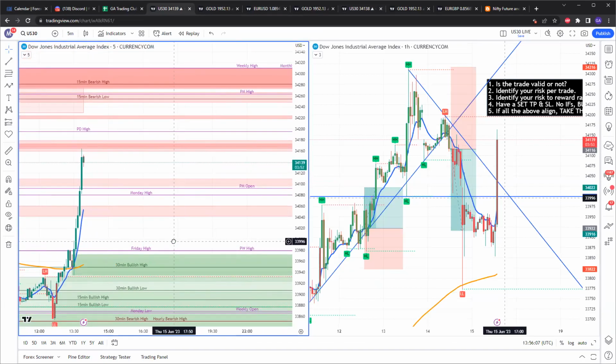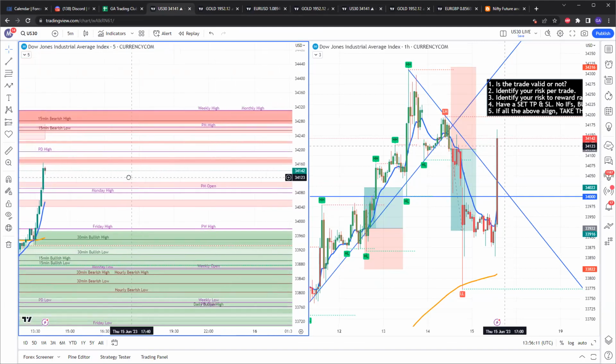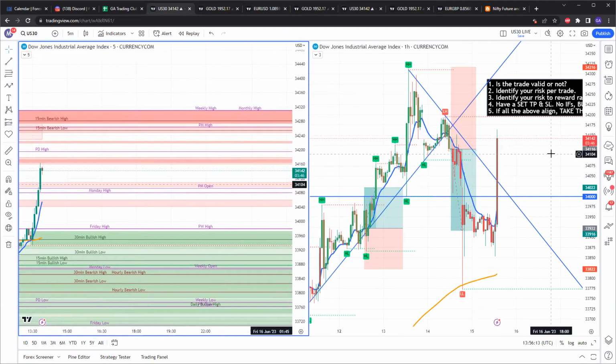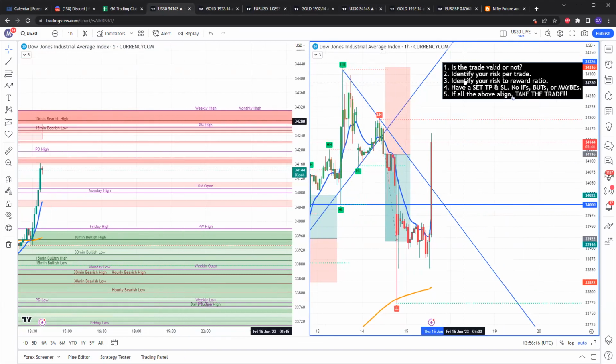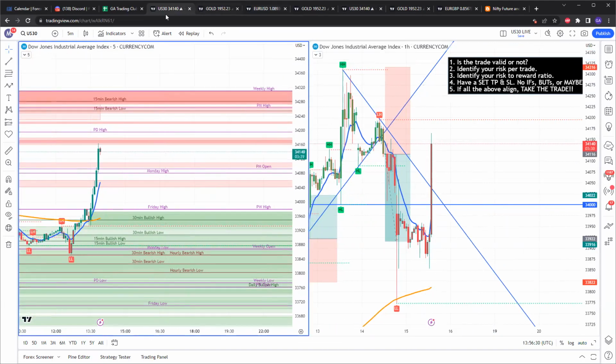So looking at US 30, it is definitely in a sell area. Looking at where it's going, it's probably going to hit this other trend line to the upside. US 30 might be going for a double top, because that trend line to the upside is around 34,300, where we also have a 15-minute bearish high.